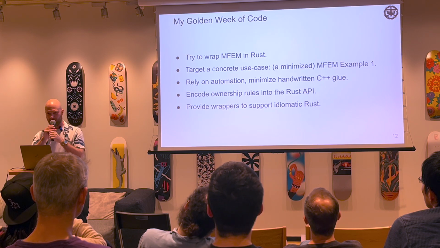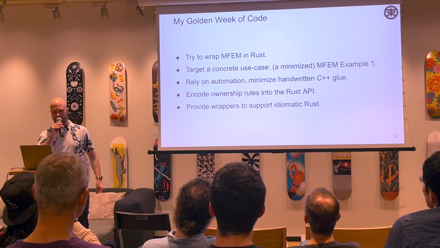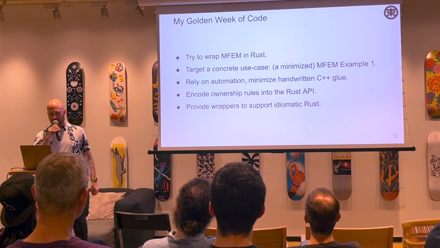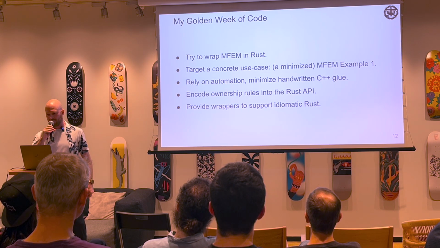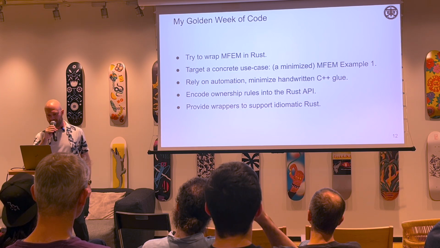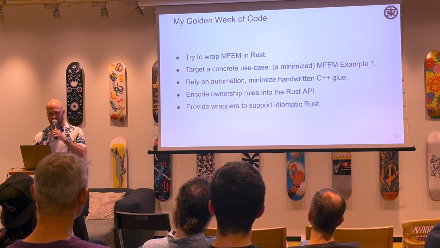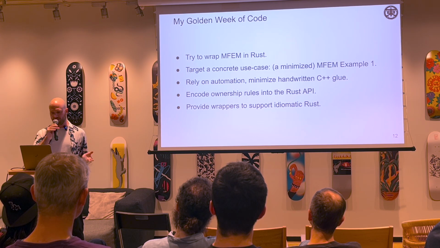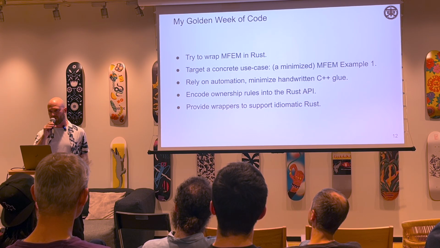Okay, so this is what my golden week of code looked like. My goal was to try to wrap MFEM in Rust. I was targeting a concrete use case. MFEM comes with a bunch of examples, so I picked out example 1, and I minimized it. I wanted to rely on automation as much as possible, and I still use handwritten glue in a couple of places, but I really wanted to minimize that.